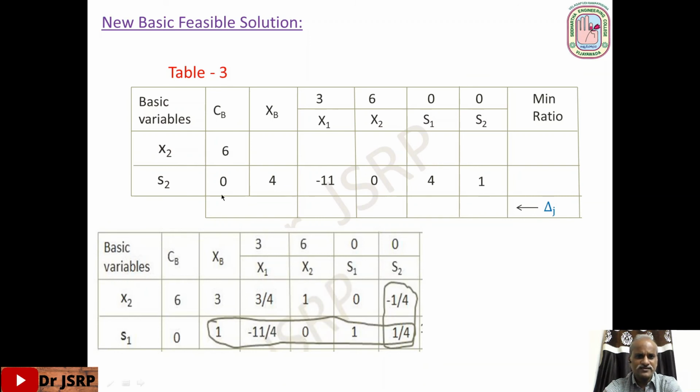Next, fill the basic variable columns with the corresponding unit matrix. X2 first place, X2 column. First place 1, delta J 0. S2 second place, S2 column. Second place 1, remaining 0, delta 0.